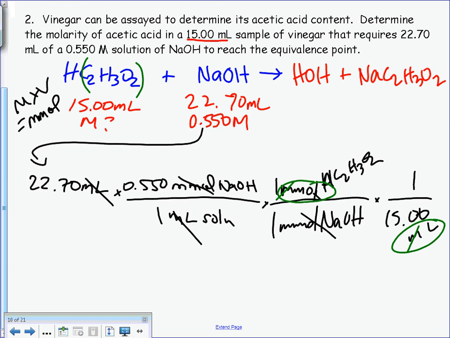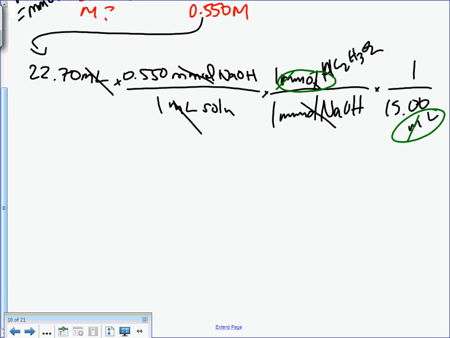So now in your calculator, take 22.7 times 0.550 divided by 15. Here's that other marker. What is it? 0.832 molar of the acetic acid.